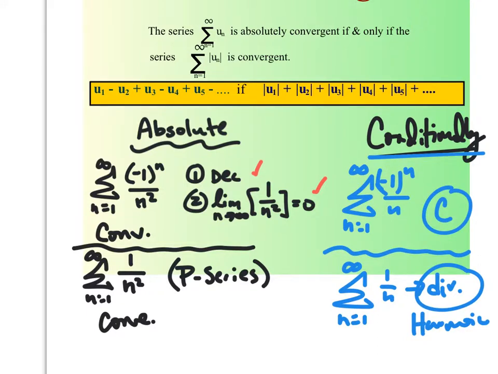Now, one quick thing. If the non-alternating series converges, the alternating series will always converge. So what I would do is I would always check the non-alternating series first. If it converges, you know it's absolutely convergent. If it diverges, then you'd have to check the alternating series to see if it diverges or converges, right? And if it converges, then of course you'd have conditional convergence. So let's move on to the next slide.